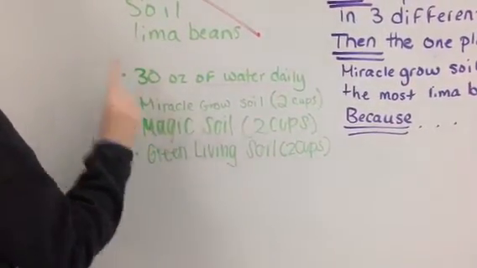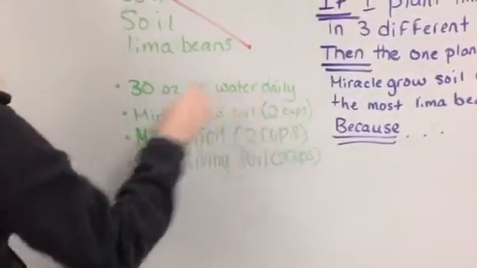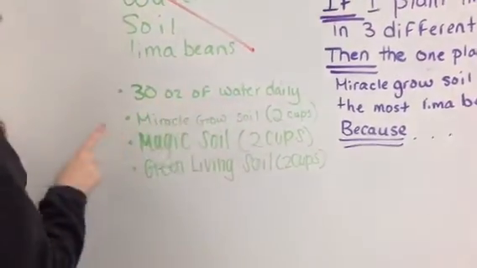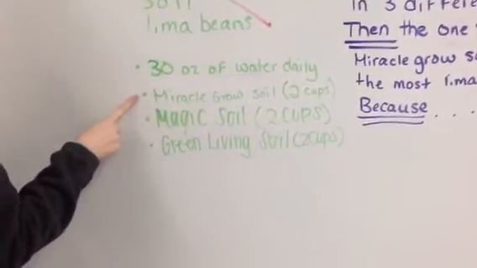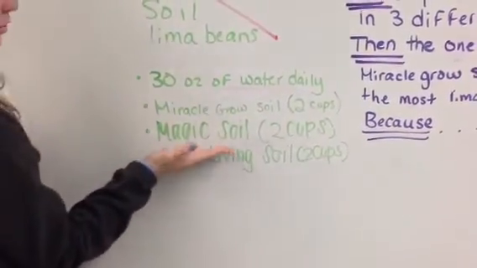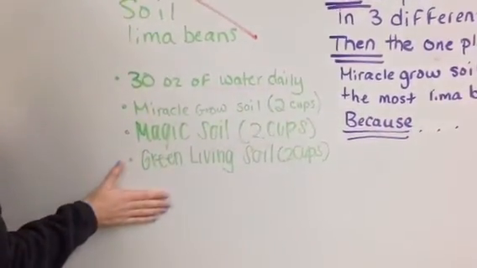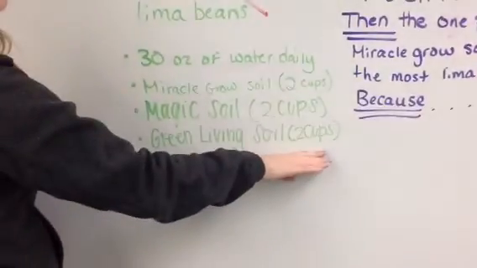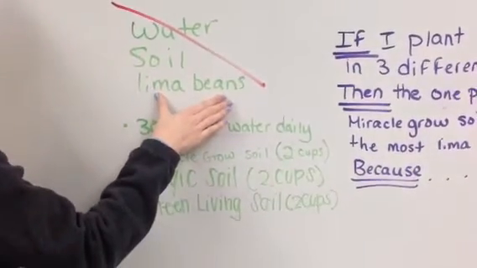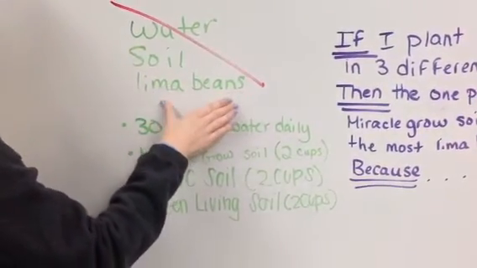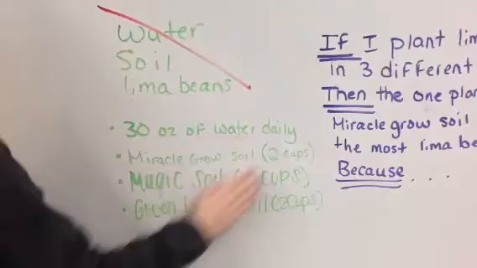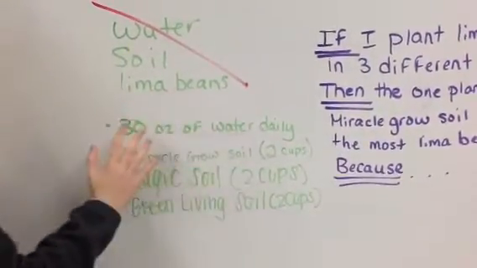I would say that I'm using 30 ounces of water daily. I could say 30 ounces of water 1 time daily. You need to be very specific here. Next, we're going to move into the soil. I could say that I want to use Miracle-Gro soil, 2 cups. The other one will have Magic Soil brand, 2 cups. The last one I could use would be Green Living soil, and it would be 2 cups as well. This way, it's more specific than this here. I could also say what brand of lima beans I'm using, whether they are dry or canned. Whatever the preference is, make sure you are very particular into how and what you are using.